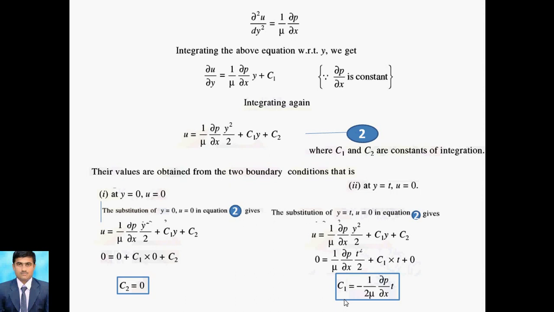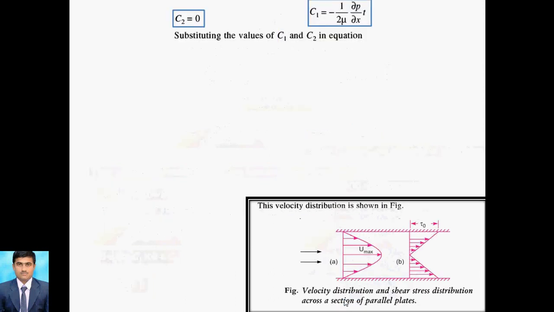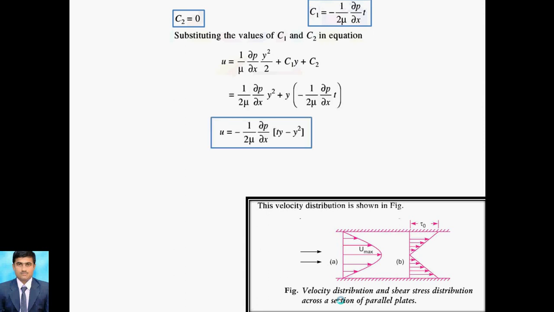So these c1 and c2 we put into equation number 2. That means c1 and c2 we can substitute directly in equation number 2. So that becomes 1/μ ∂p/∂x y²/2 plus c1 y plus c2. This is the previous equation, that is equation 1. If you put the value of c2 equal to 0 and c1 equal to minus 1/(2μ) ∂p/∂x into t, what will happen? The equation will simplify, and then we finalize the equation: u is equal to minus 1/(2μ) ∂p/∂x into the bracket (ty minus y²). So this is the equation.